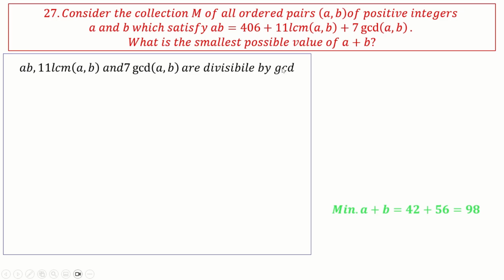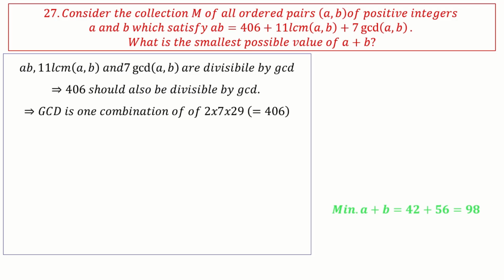So you already know what could be constituting the GCD. What are the factors which can come in the GCD? 406 should be divisible by GCD, which means GCD should be a combination of 2 into 7 into 29, which is basically 406. It can be either one of them, two of them, or three of them. Anything is possible. This is the first clue for your GCD.